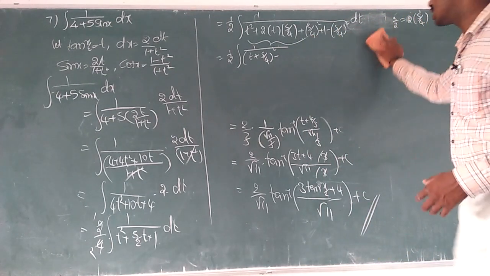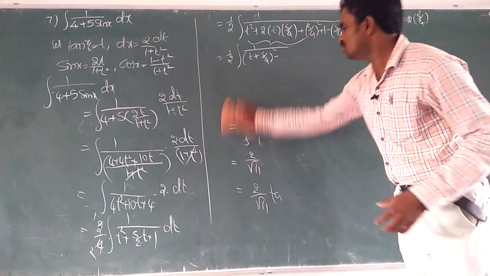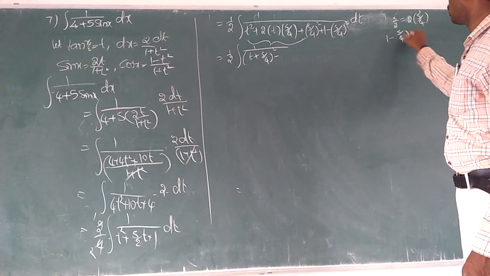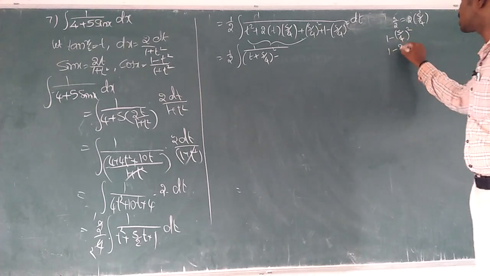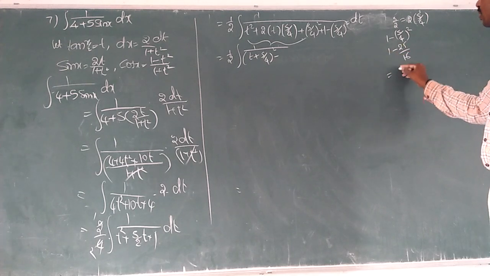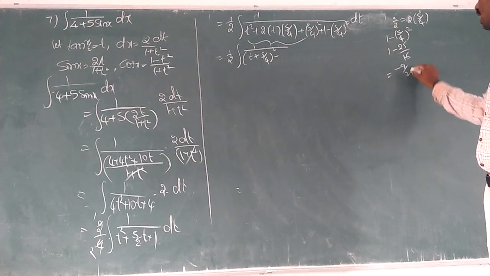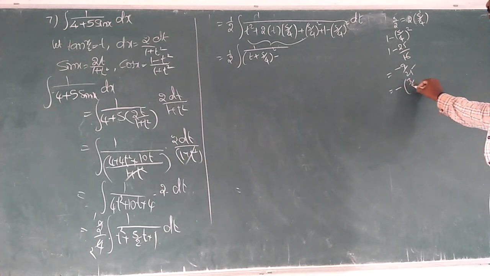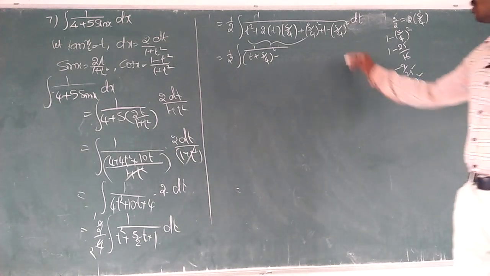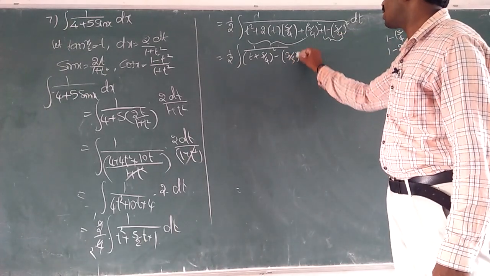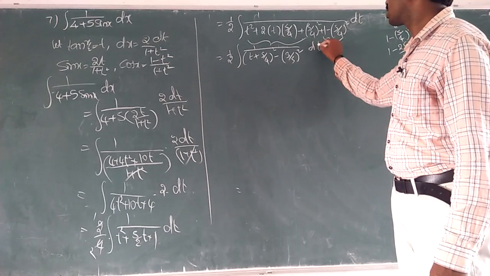So what do we get by simplifying that? I'm doing it in rough: 1 minus 5 by 4 whole square means 1 minus 25 by 16, which is 16 minus 25, that is minus 9 by 16. So it means minus 3 by 4 whole square. So by simplifying this we get 3 by 4 whole square.